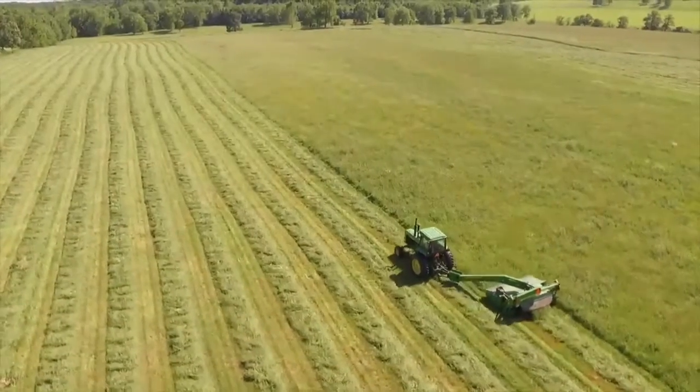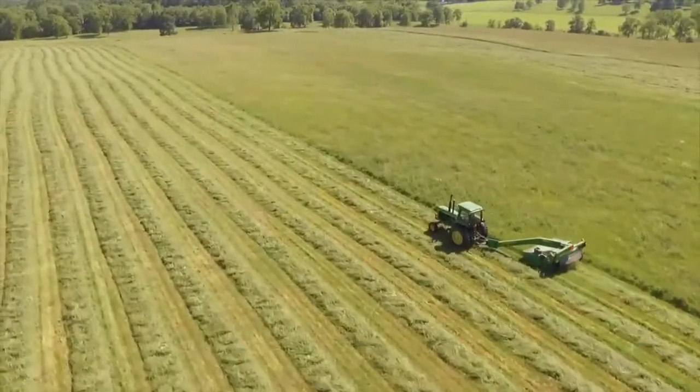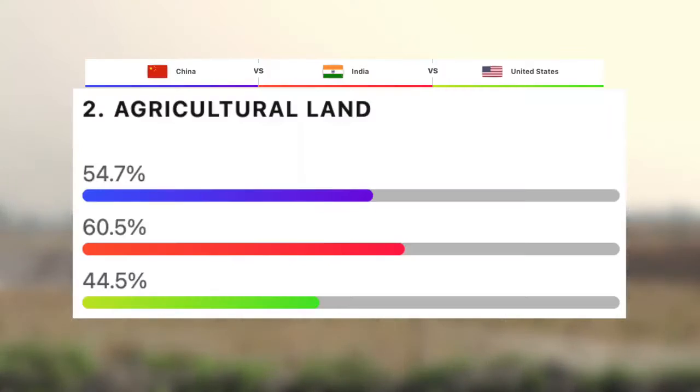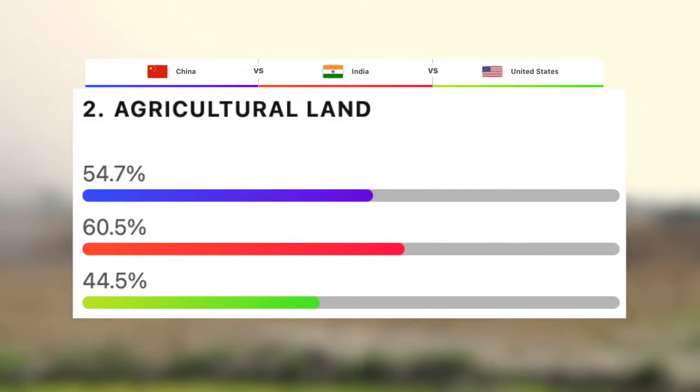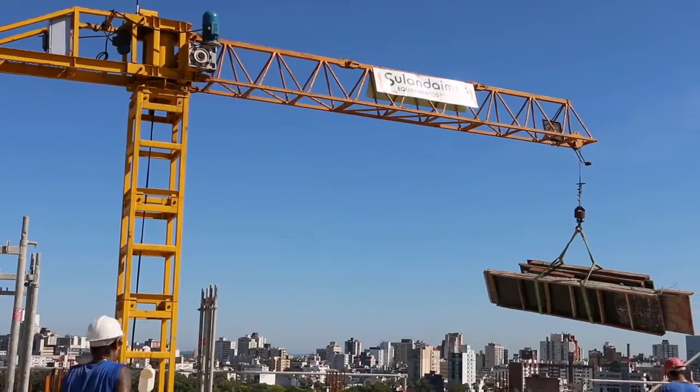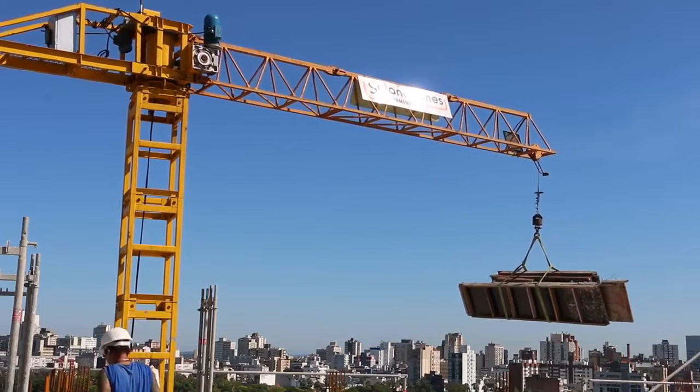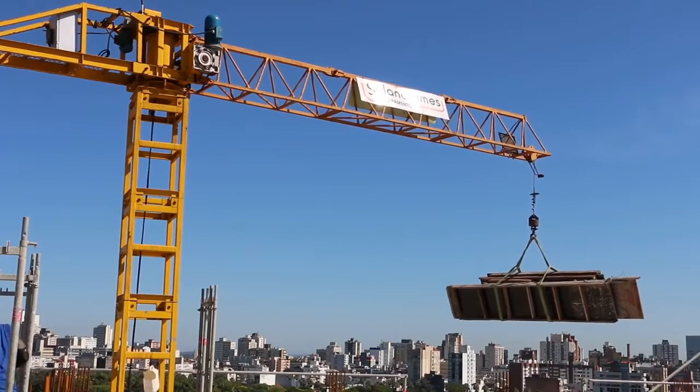And finally, for geography, let's look at the percentage of land dedicated to agricultural use, including arable land, permanent crops, and permanent pasture. So India gets the first win here with 60.5%, then China with 54.7%, and then the US with 44.5%. Let's now move over to the economy of these three countries by starting off with their unemployment rates.